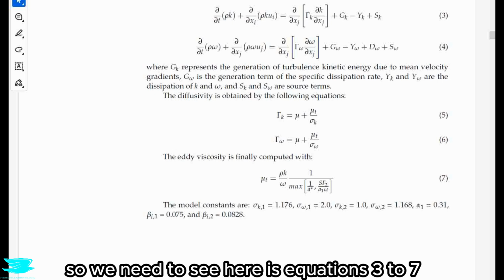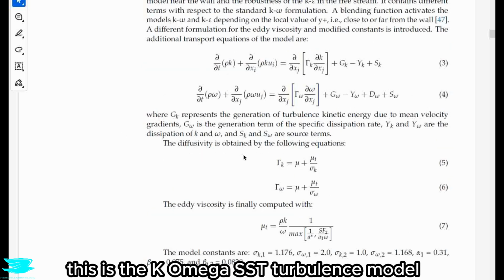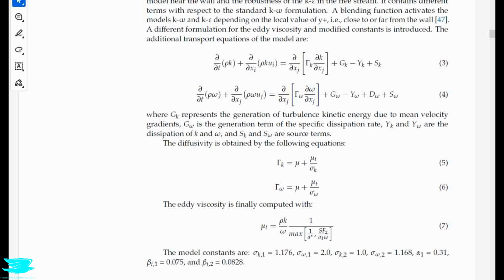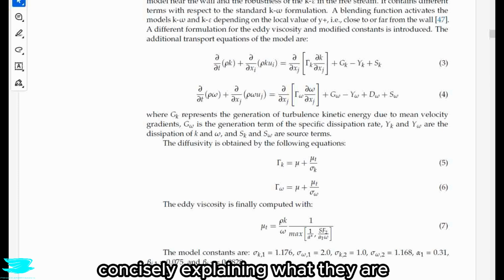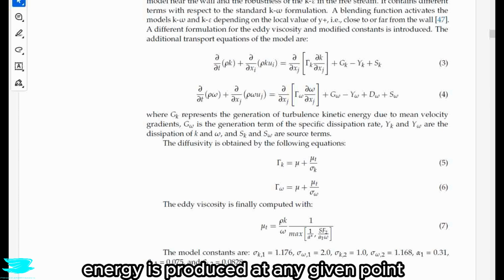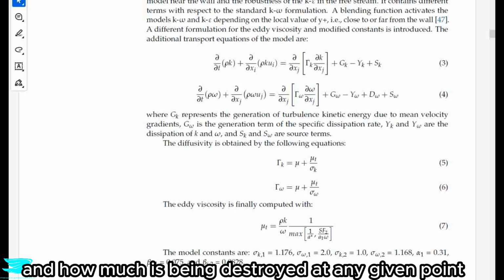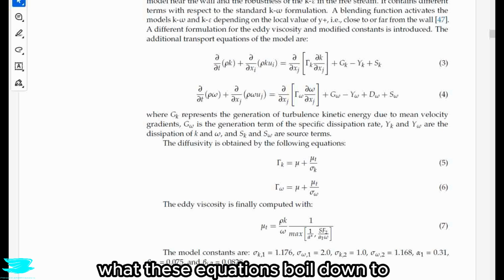So what we need to see here is equations 3 to 7, and this is the turbulence model in general. This is the k-omega SST turbulence model. And it's a little daunting, but these researchers actually do a really good job concisely explaining what they are. So in essence, these equations just indicate how much turbulent kinetic energy is produced at any given point, and how much is being destroyed at any given point, so the dissipation. And that's pretty much what these equations boil down to.